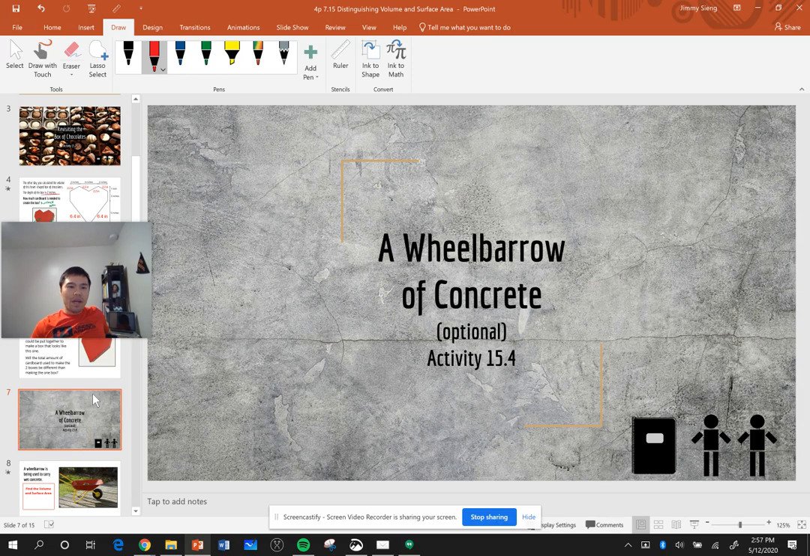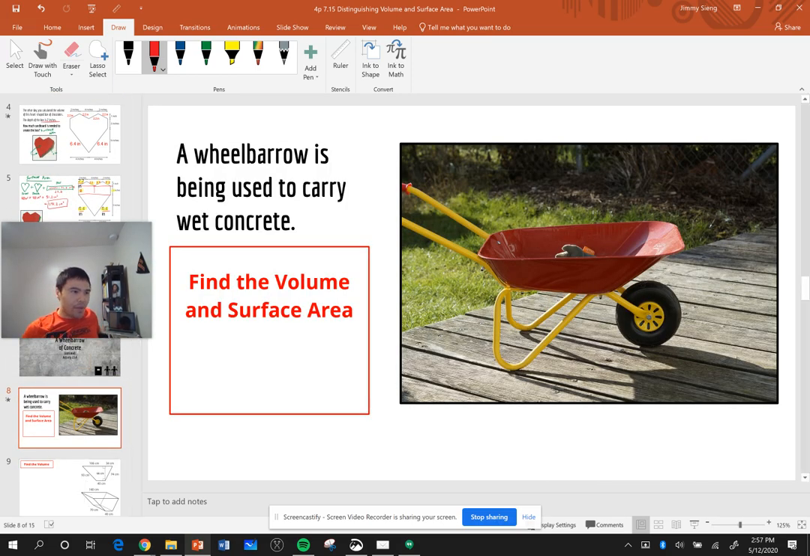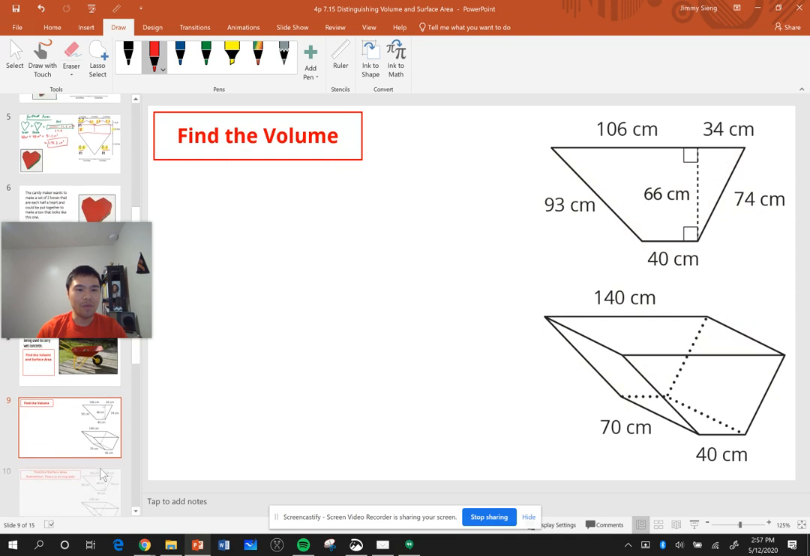We have a wheelbarrow of concrete. What's going on with this wheelbarrow? Let me see if I can read the situation. Let's say we have this wheelbarrow picture over here, and we're trying to get the base of it, that red part that you see. It's being used to carry wet concrete. We're going to find its dimensions. The first thing we're going to do is find the volume of concrete, so how much is getting filled into this wheelbarrow, and then we'll try to find the surface area of it, all right? And I'll read you that situation in a bit.